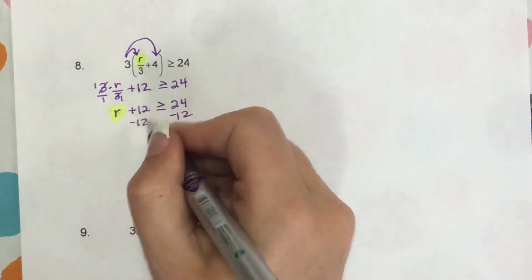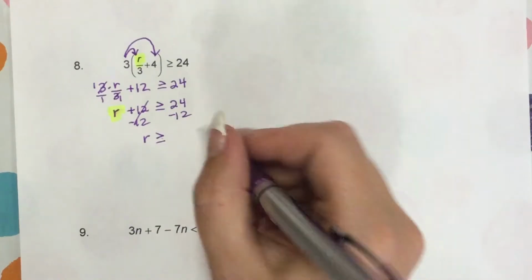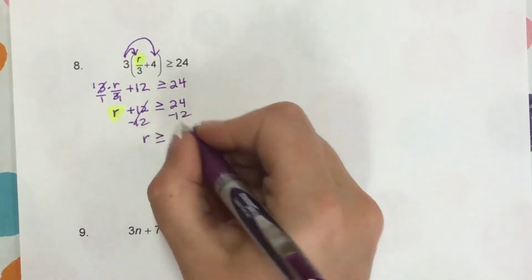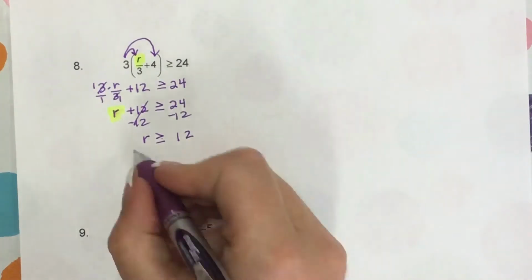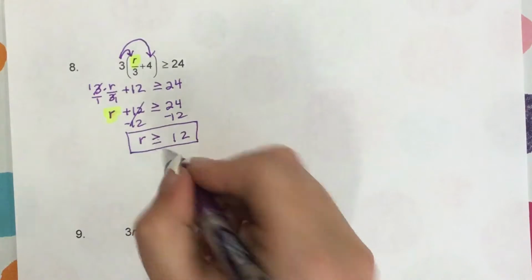Positive 12 and negative 12 ends up being 0. They cancel out. We're left with r is greater than or equal to 24 minus 12. So when we do that, we have 4 minus 2, which is 2, and then 2 minus 1, which is 1. So there's the answer right there. R is greater than or equal to 12. So if you got that right, you did a good job.